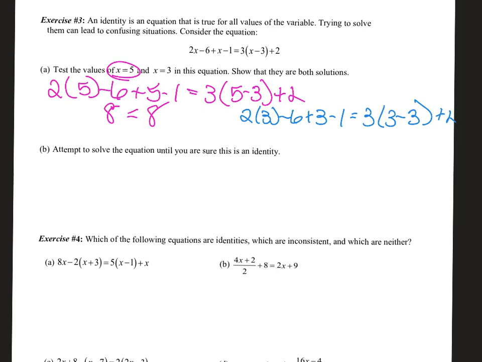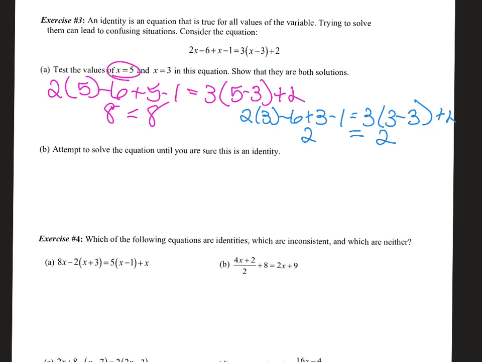So this is what it looks like when I plug in a 3. It's the same thing, except now I have a 3 wherever the x's are. And when I evaluate the left side, that's going to give me 2. And when I evaluate the right side, that also gives me 2. So when I plug in a 3, the two sides are equal. So 3 is also a solution.